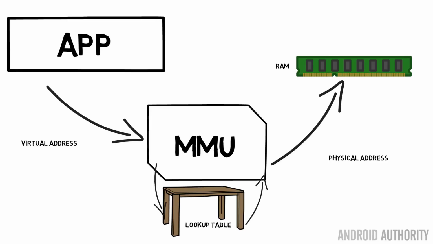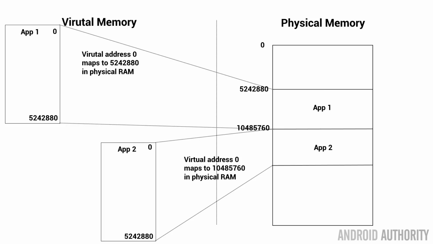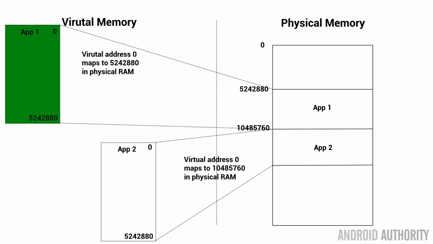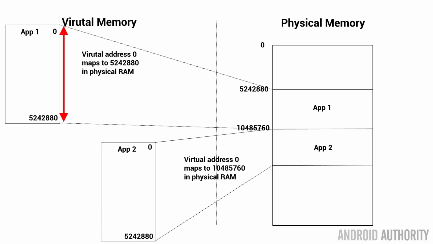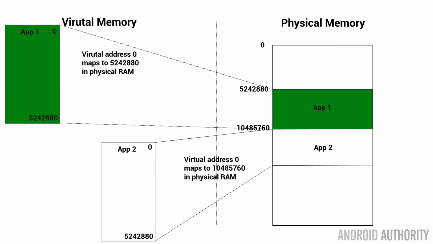So if we look at this diagram here, we've got app 1 and app 2. App 1 has an address space from 0 through to 524,288, that's about 5 megabytes of memory. And I've also got app 2 with the same 5 megabytes of memory. And what you actually see is that although it's from 0 to there, in the physical memory it might actually start at 524,288 and it might run for 5 megabytes.